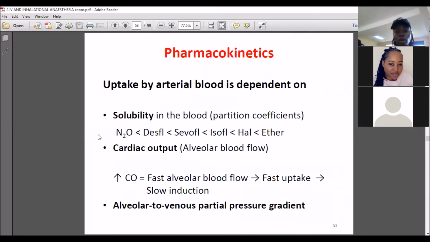Continuation of pharmacokinetics, we're going to talk about the uptake by the arterial blood. What does uptake by arterial blood depend on? It depends on the solubility in the blood, meaning partition coefficients, whereby there's N2O, nitrous oxide.